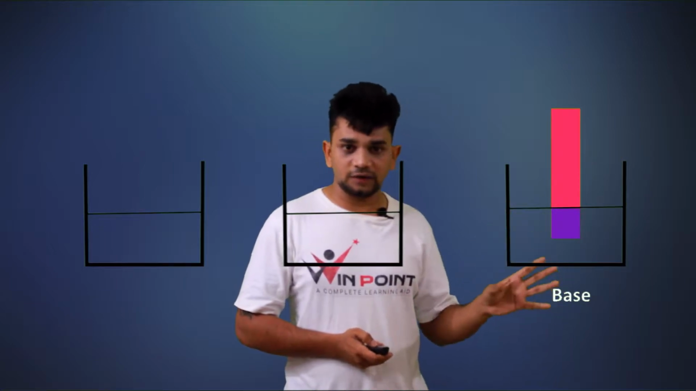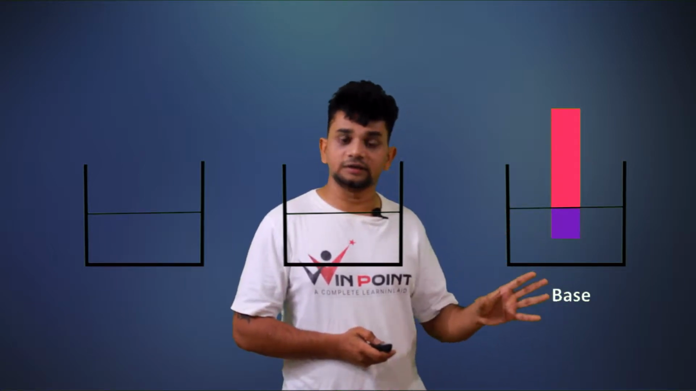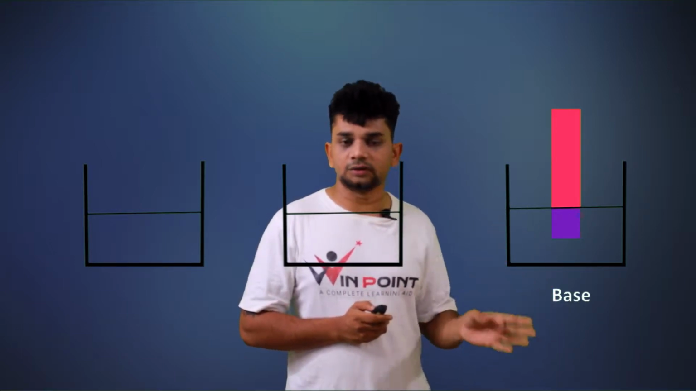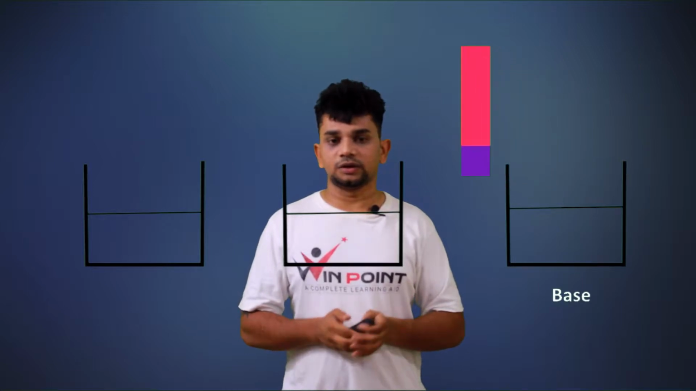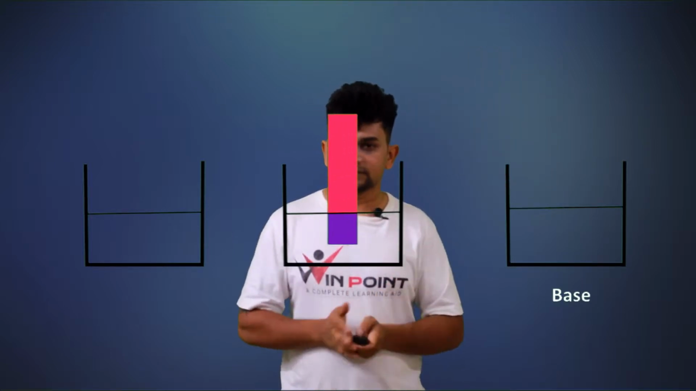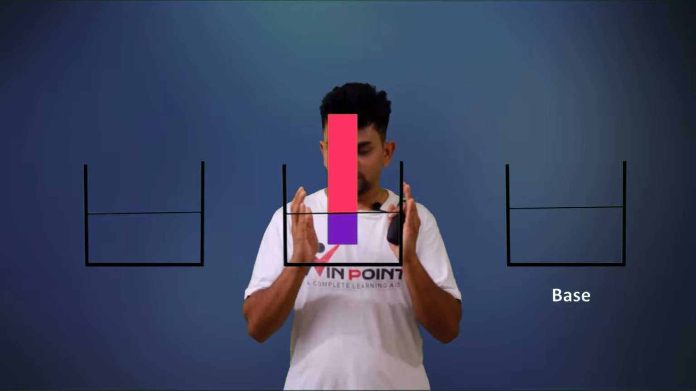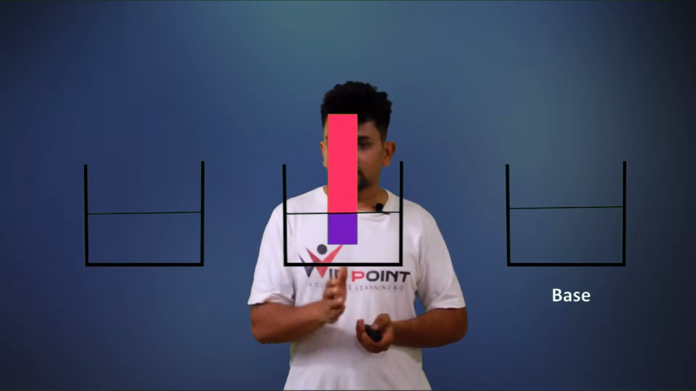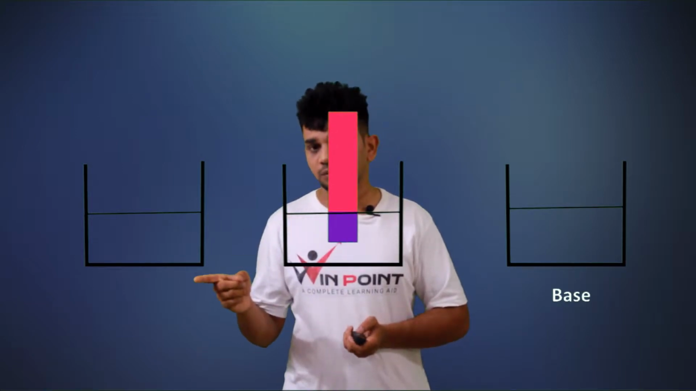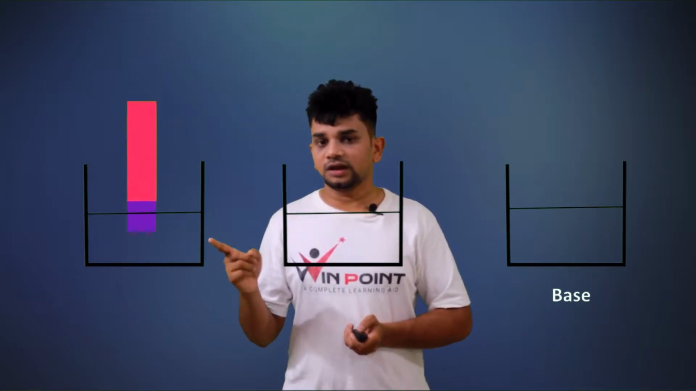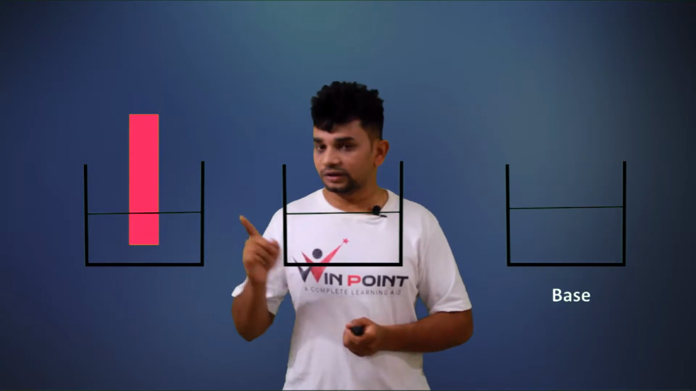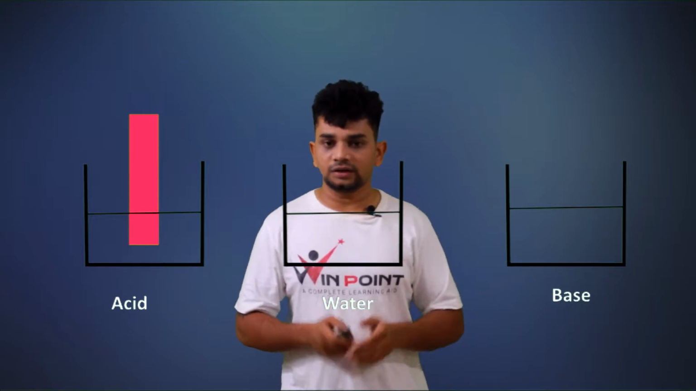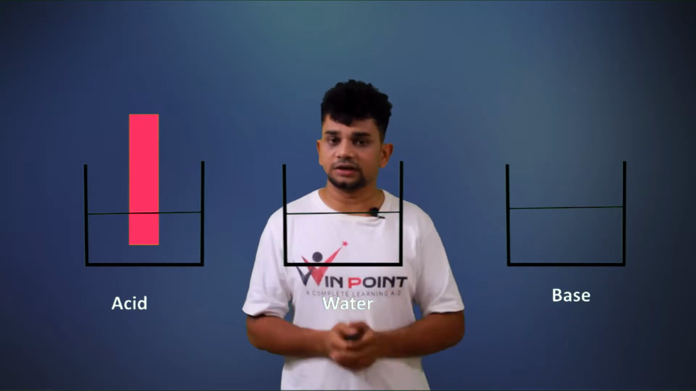We have identified the content of this container as base, and we take this blue litmus paper and dip it into the other solutions. First we dip into this solution. There is no color change, which means it is water. Then we dip the blue litmus paper into this solution. What is going to happen? Let's see. Here the color is changing back to red, so it is acid, and this one is water. We have identified the contents of each container in this question.